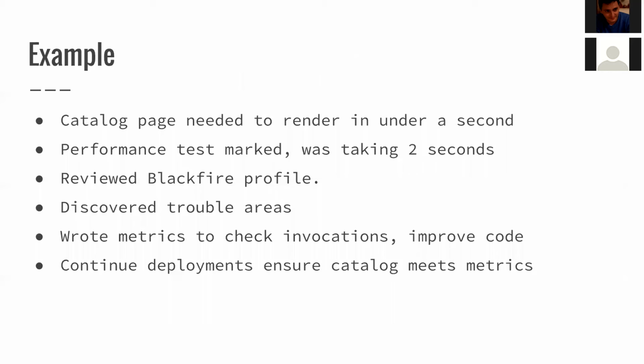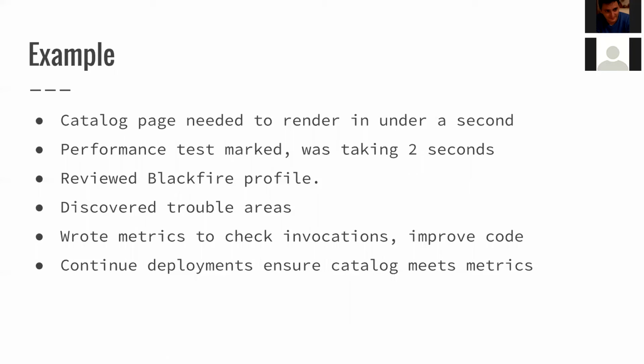And here's an example of creating a custom metric. With one client project, they decided that they needed the catalog to render in under a second. They were getting complaints from customers that the service was too slow. So that was the first thing to tackle. That had the highest business value to them, to get this catalog to go under a second. So we added a Blackfire test. The performance was tested, and it was taking 2 seconds. All right, okay. Well, we knew it was failing, but now it's verified that it is failing.